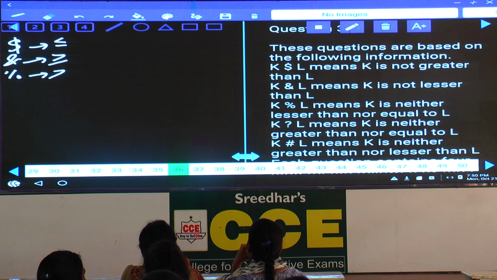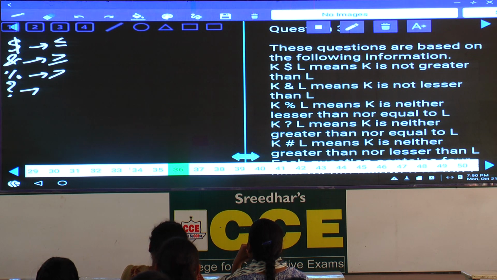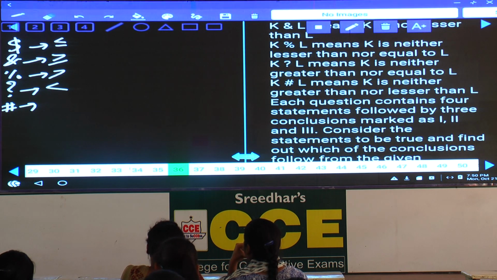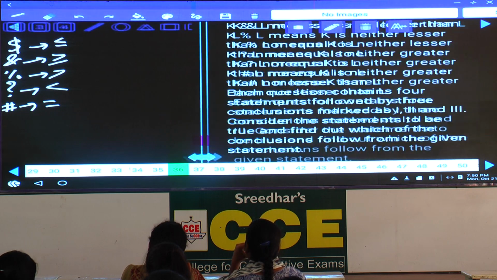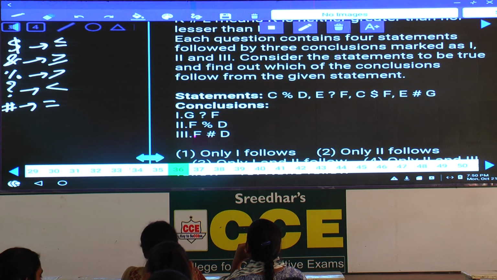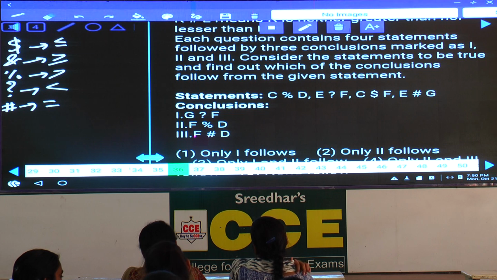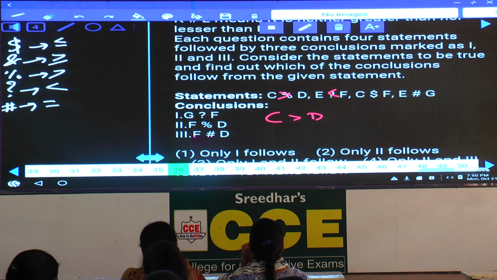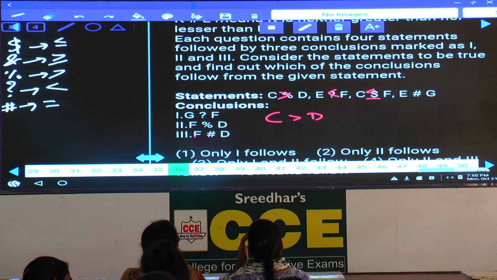Next one, question mark. What does this question mark stand for? Neither greater nor equal, that means it is lesser than. And a hash stands for, what is the symbol for this hash? Neither greater nor less than, that means it must be equals to. Then coming to question number 36. Now C percentage means C greater than D. Then next one C dollar F, and E question mark F. Question mark stands for lesser than, and dollar stands for lesser than or equals to, and a hash stands for equals to.